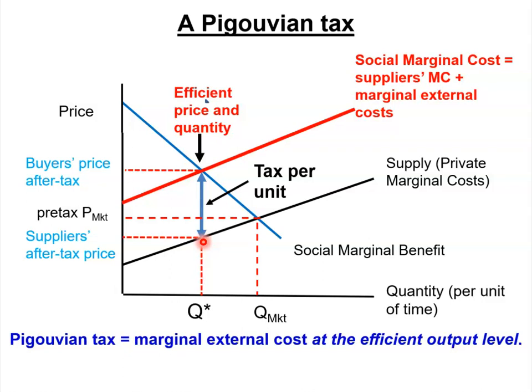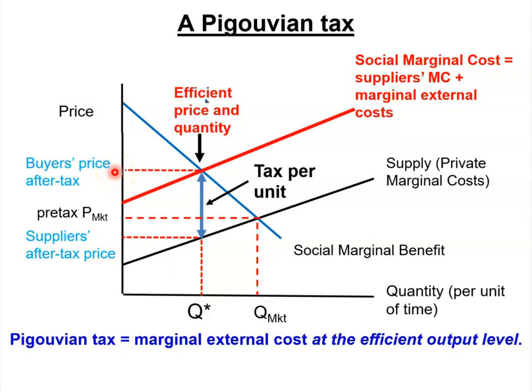So who gains, who loses as a result of this? Well, society as a whole gains, because now what we're doing is we're pulling resources out of producing some of this good and releasing it to produce other things. The price that suppliers receive goes down, and they're going to be producing less. They're probably not going to be happy about that. And the buyers of this good are going to see an increase in the price as well.